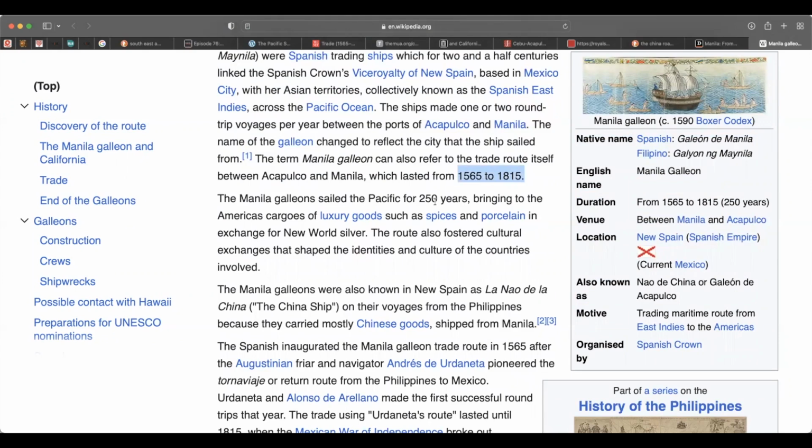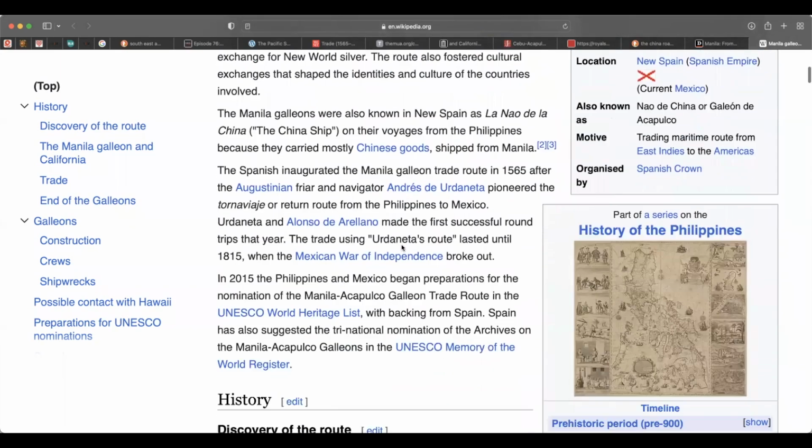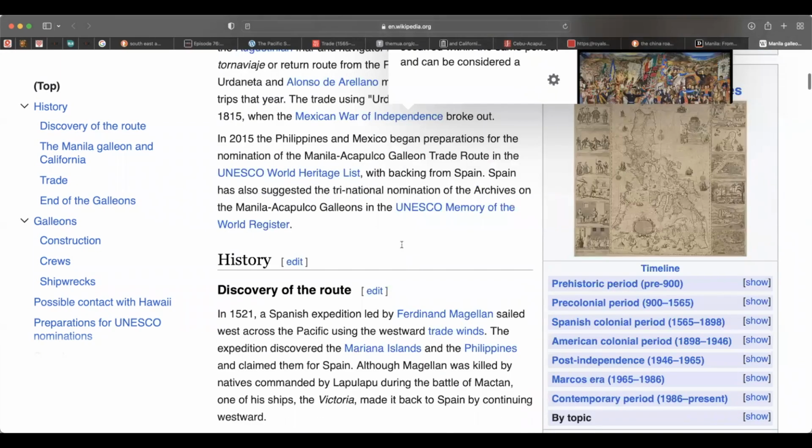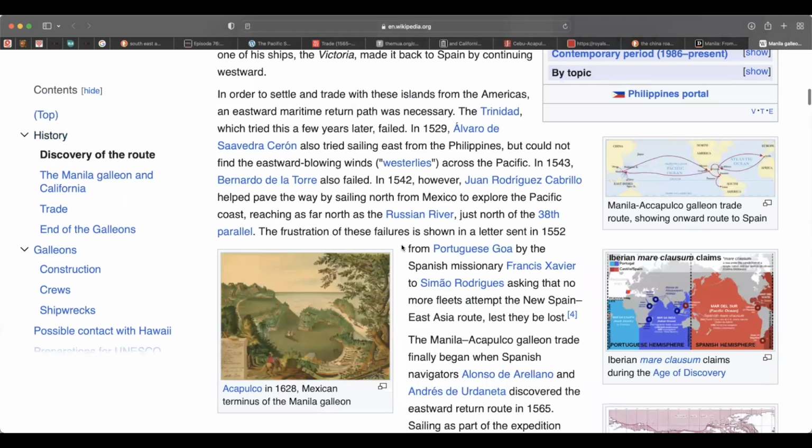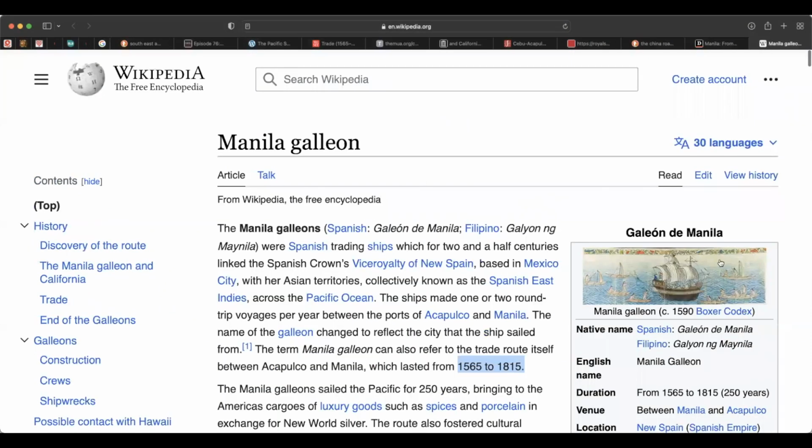We already saw part one of this and part two, right? Where we showed two sources of slaves that was covering these years as well. Now we're going to show you another source that's covering these years. The Manila galleon sailed the Pacific for 250 years, bringing to the Americas cargoes of luxury goods such as spices and porcelain in exchange for New World silver. All right. And again, they're not going to say nothing about any people being transported, any slaves. All right. They don't want you to know.